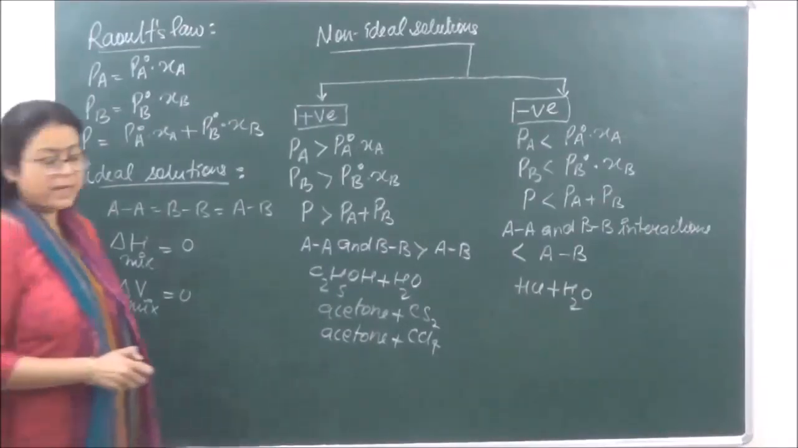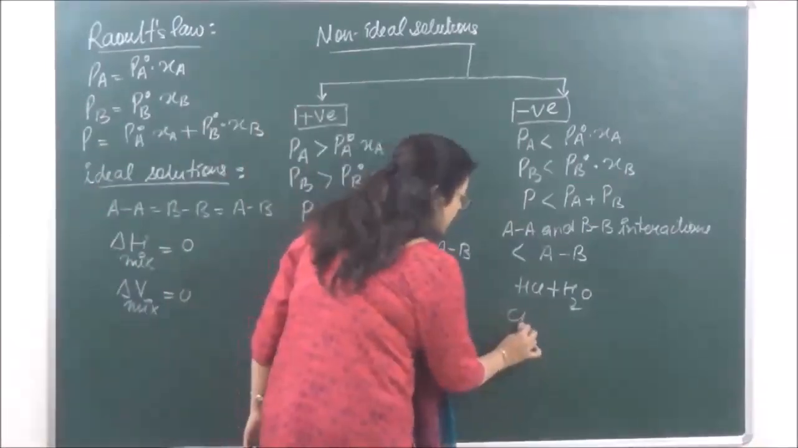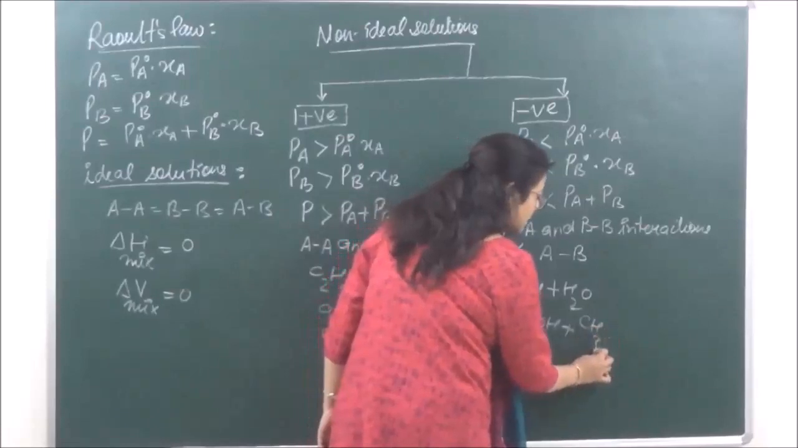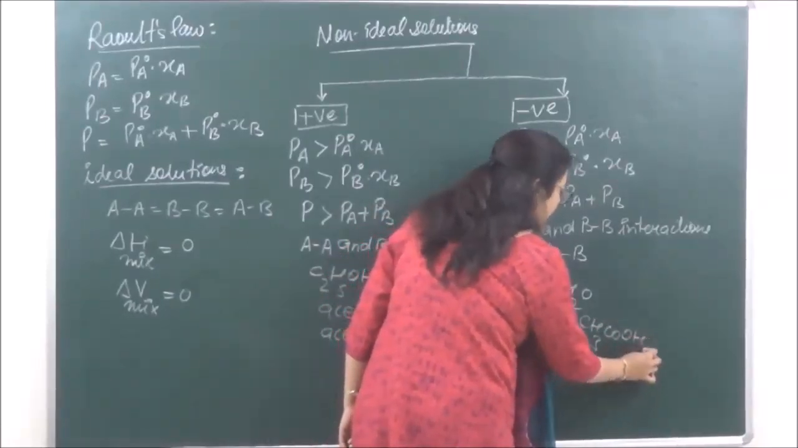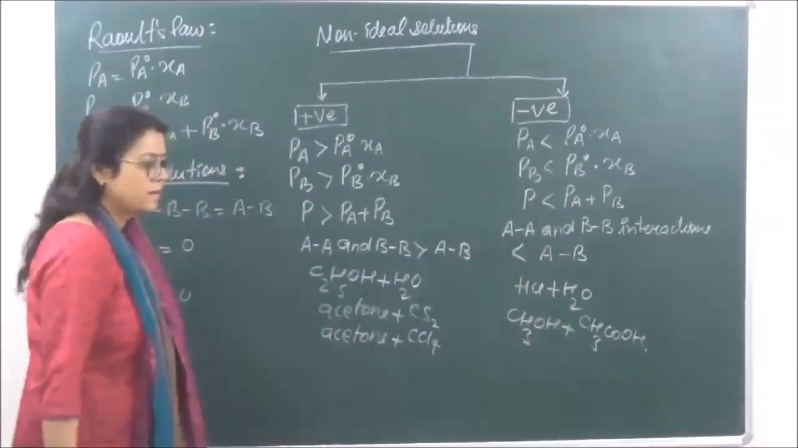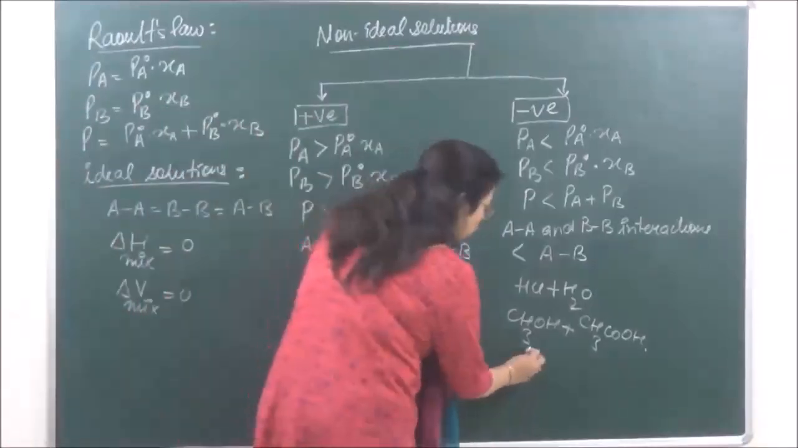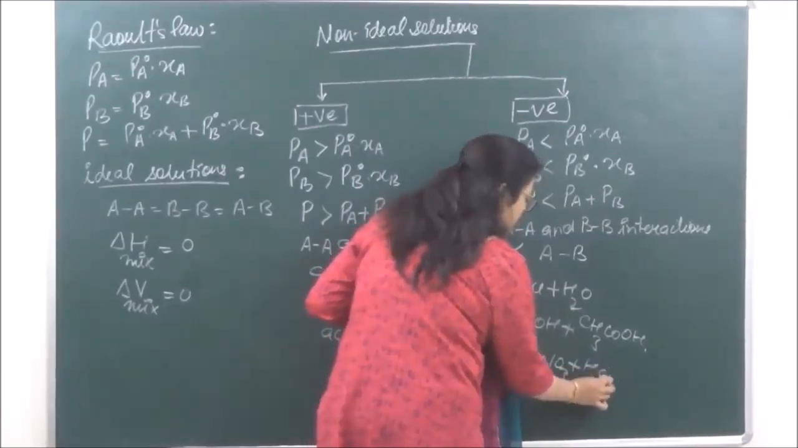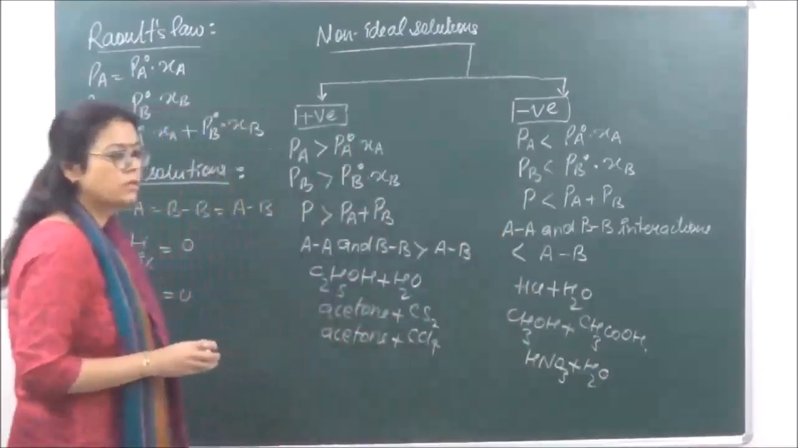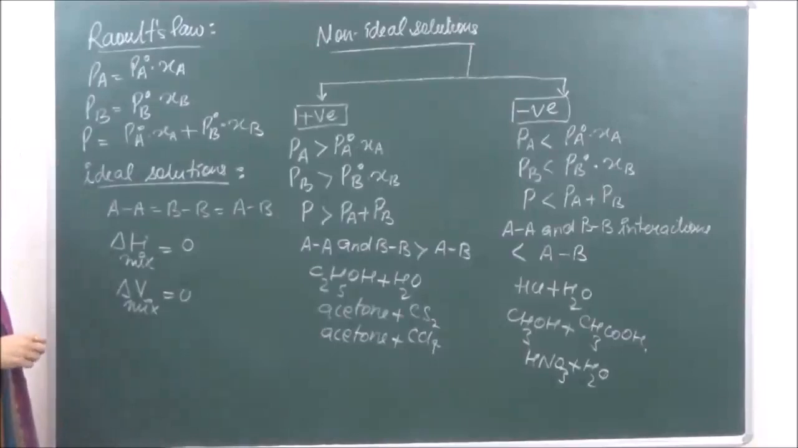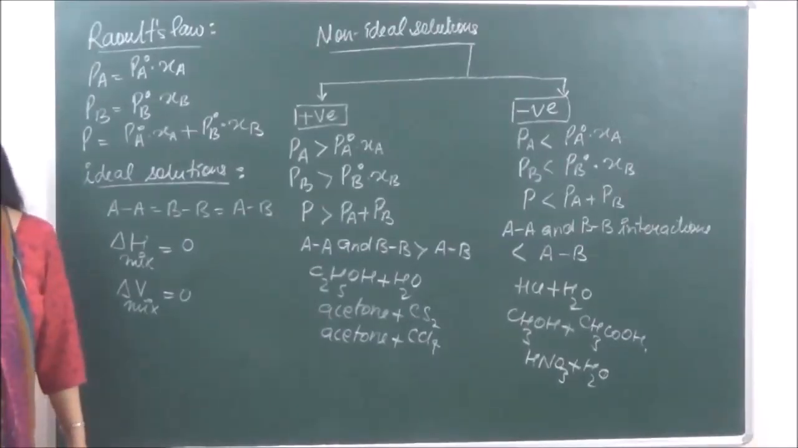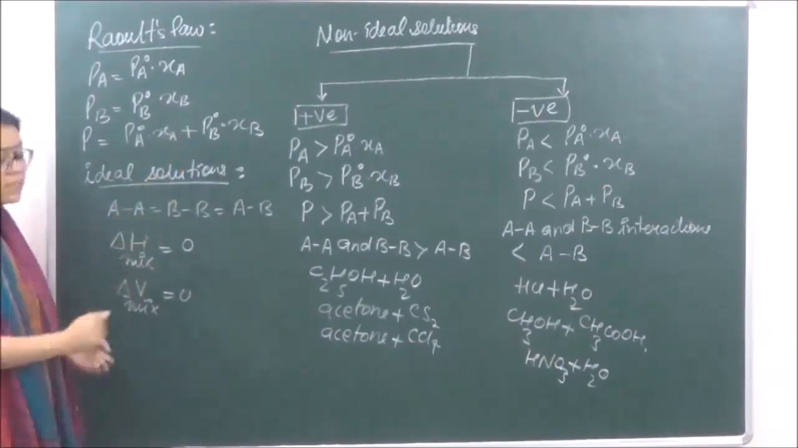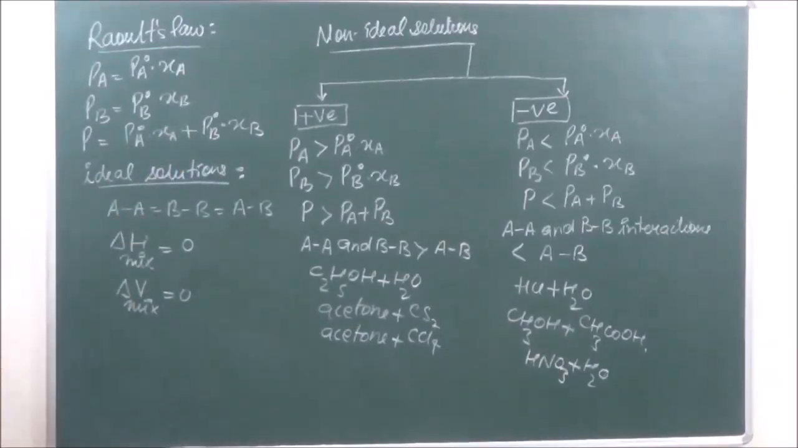Another example which we can take over here is that of methyl alcohol and acetic acid, right? We can take another example of HNO3 and water. Clear? So these are the positive and negative deviations. We can also show them graphically. So let's show ideal solutions and non-ideal solutions graphically.